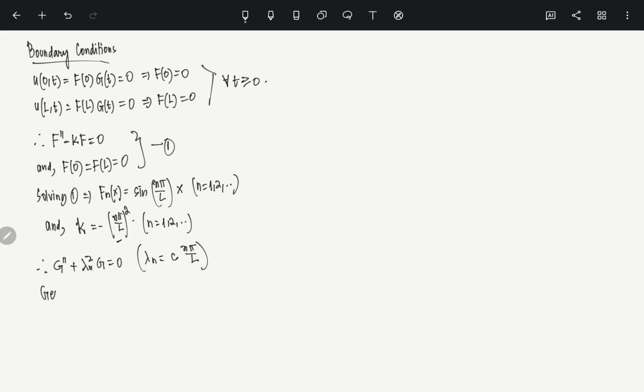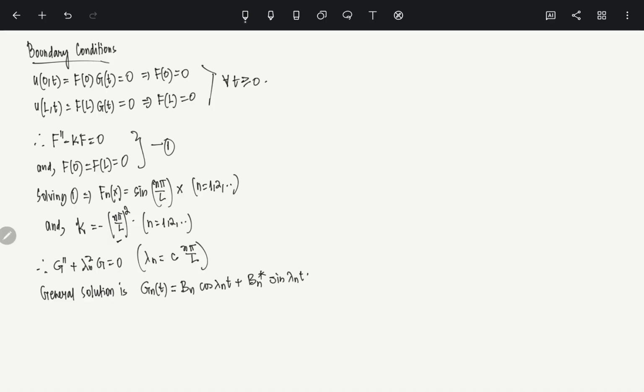So, the general solution of this problem is given like this. g_n of t. Why g_n? Because for each lambda n, you have one different equation, right? So g_n of t is nothing but b_n times cosine lambda_n t plus, let's just call another constant b_n star, times sine lambda_n t.